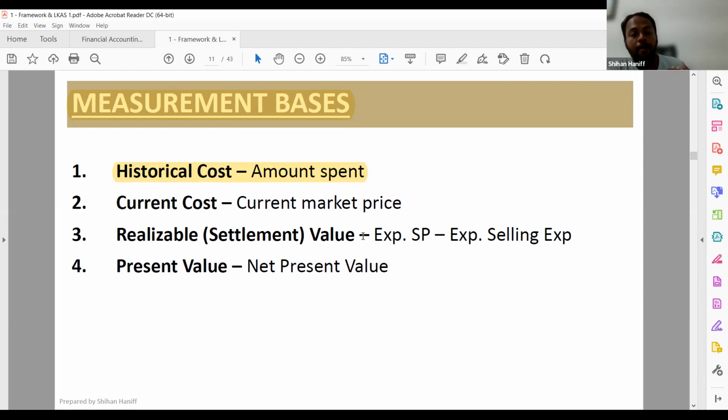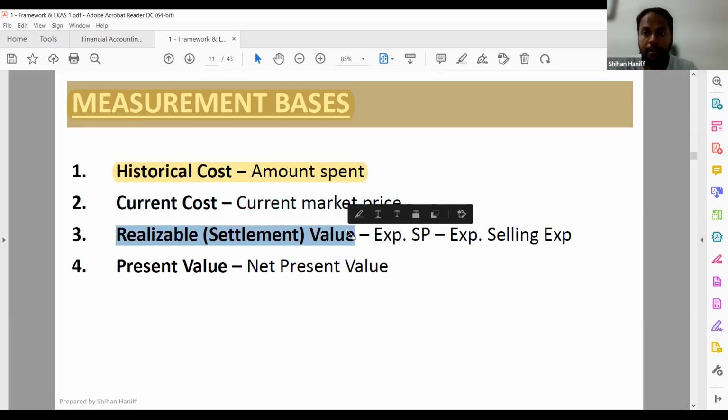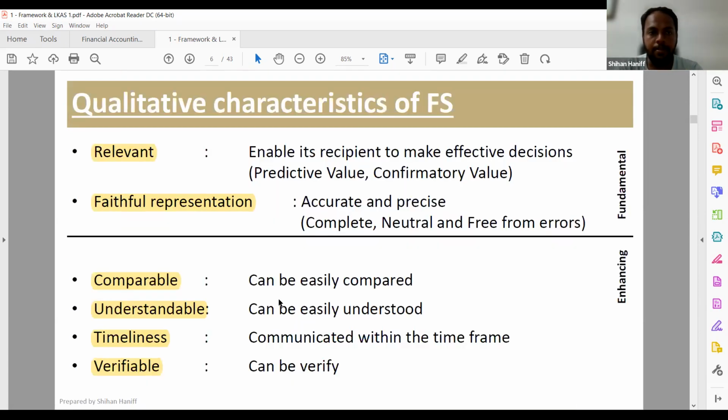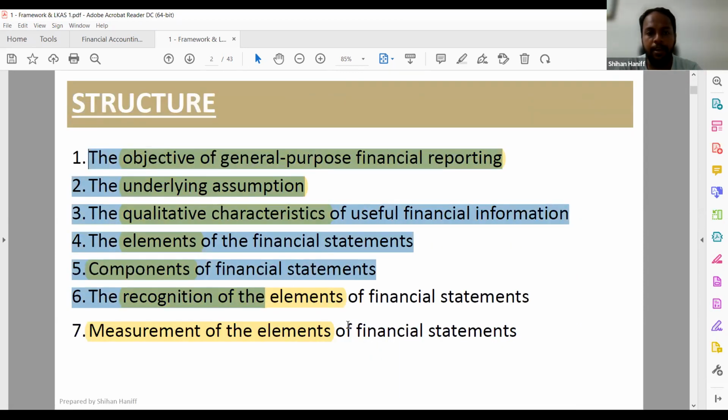But there are some other bases we can use. Current cost, current market price can be used, or realizable value. The inventory, we use net realizable value, expected selling price minus expected selling expenses. The inventory, we can use net realizable value or present value, NPV. We can use any of these measurement bases. So these are the areas we cover under LKS 1.